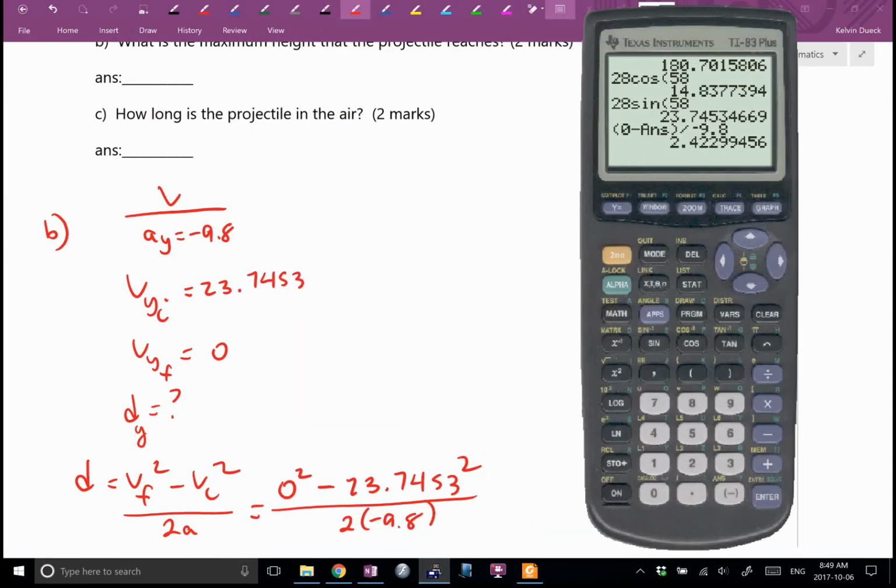Oh, now I lost my answer button. So it's going to be bracket 0 squared, which is really just 0, minus 23.7453 squared, divided by bracket 2 times negative 9.8. Do y'all get a maximum height of 28.8? No? Yes? Okay, sorry.